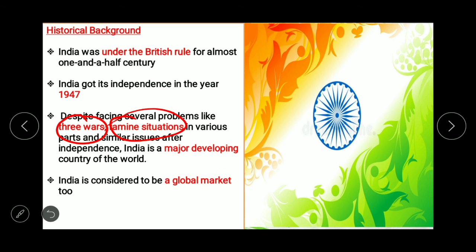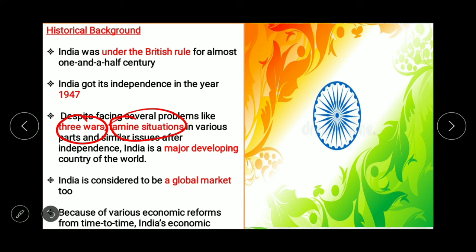India is considered to be a global market too. Why global market? Because of our population. We are the second largest country in the world if you talk about population. So उसकी वजह से एक global market भी है.